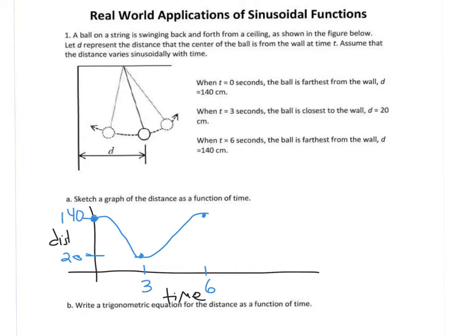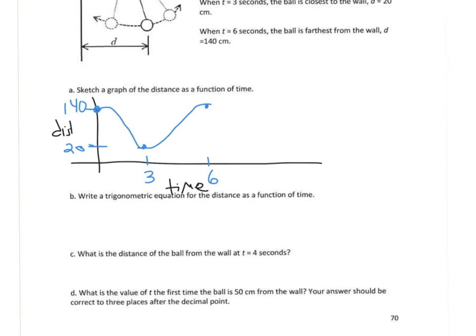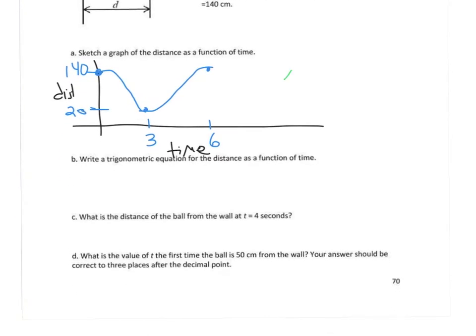So B is write an equation, so A is our amplitude, and that is the maximum minus the minimum divided by 2, and that's going to give us 60.